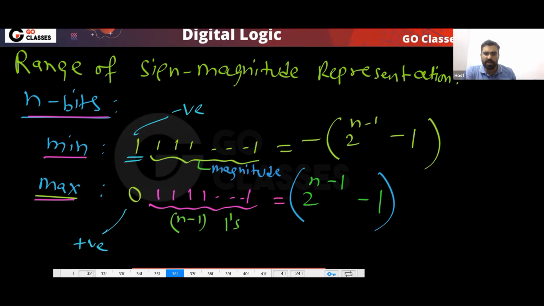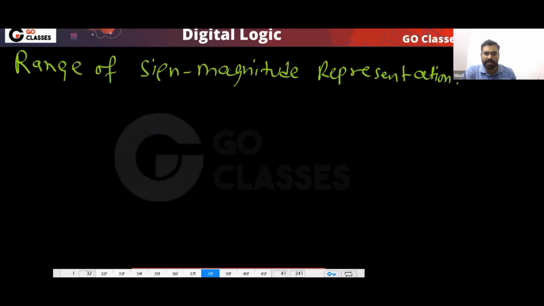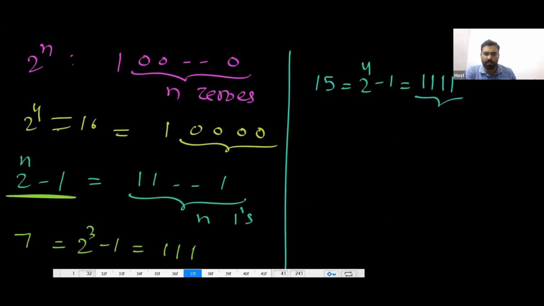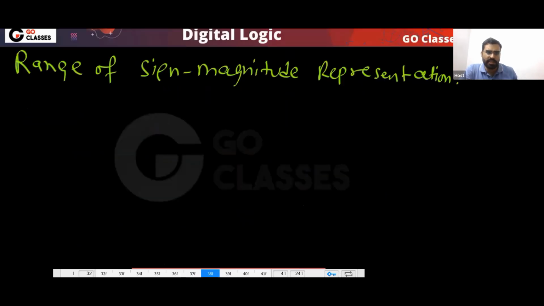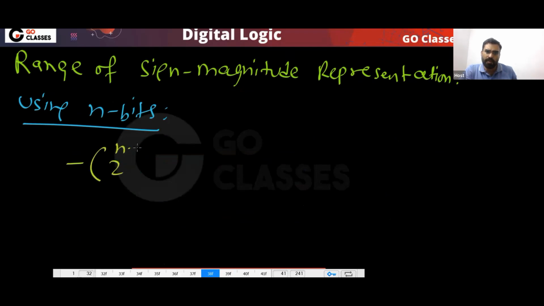So what is the range? Finally, what is the range of this sign magnitude using n bits? The range will be minus of 2 power n minus 1 minus 1 to plus 2 power n minus 1 minus 1. I can say from this to plus this. So this will be the answer.